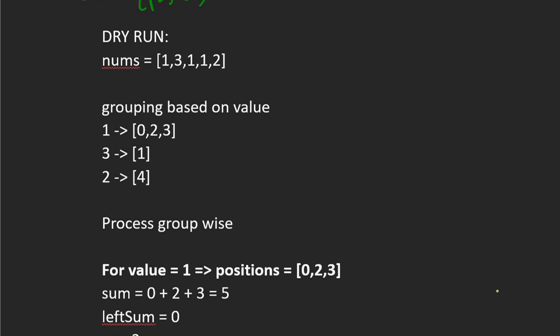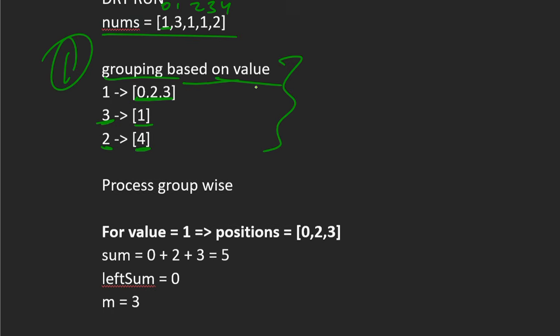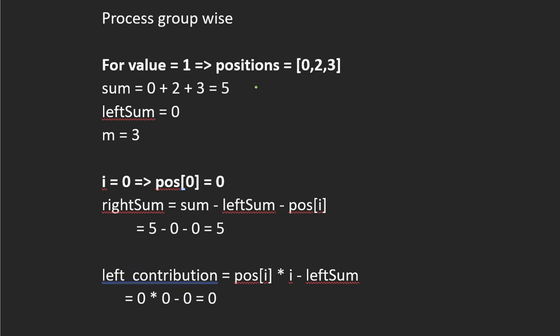Let's try to understand it with the help of an example. Suppose this is our nums array. The first thing we do is group the indexes based on their value. Value 1 is repeating at indexes 0, 2 and 3. Value 3 is present at index 1, and value 2 is present at index 4. So we have formed three different groups based on their values. Now we process each group separately.